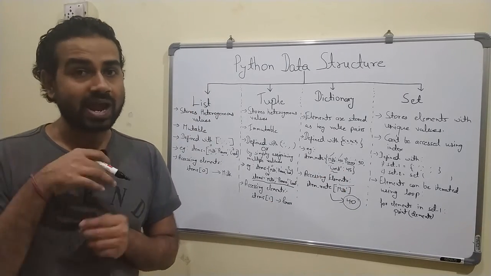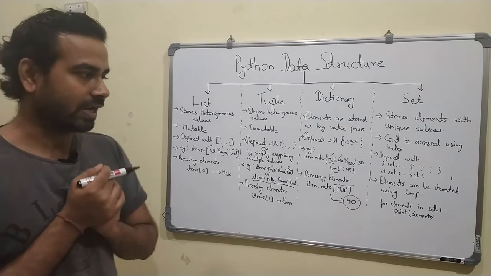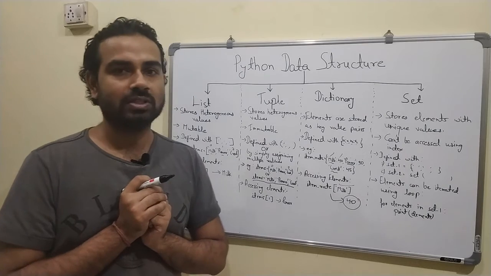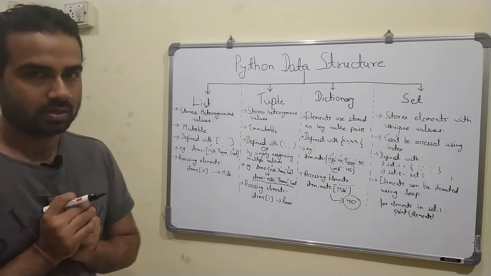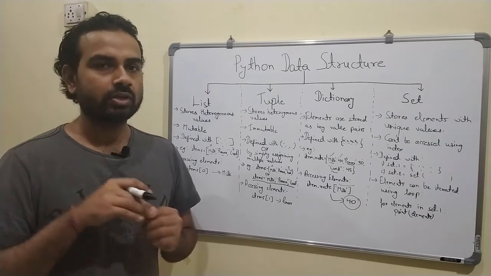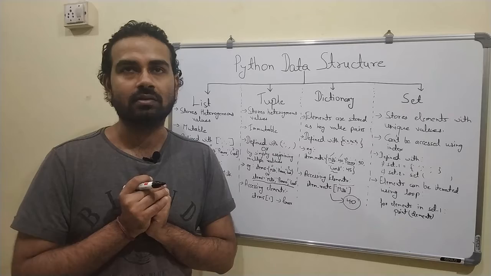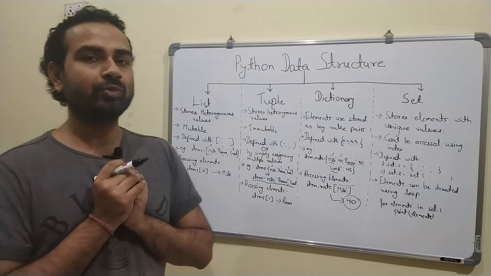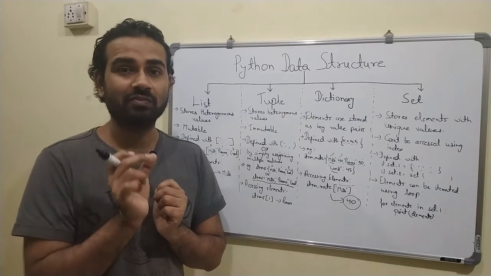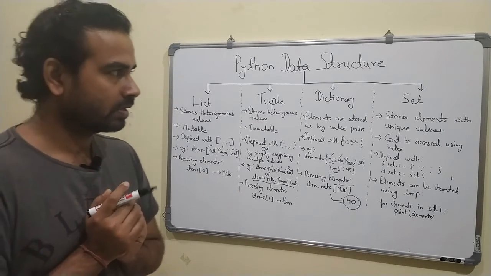We can add elements to the dictionary, we can delete elements from the dictionary, we can update the values in the dictionary, we can do all sorts of things which I'll be showing practically. So the next type of data structure is set. In the set, we can say that it is a collection of elements, but the point to be noted here is in set we can have only unique values. There cannot be any duplicacy.